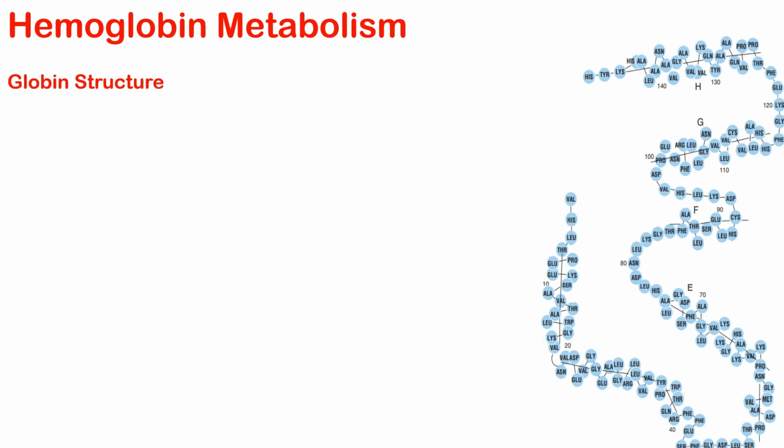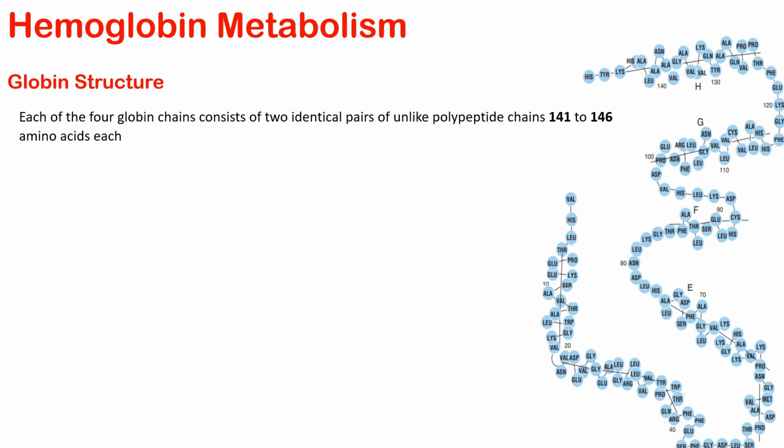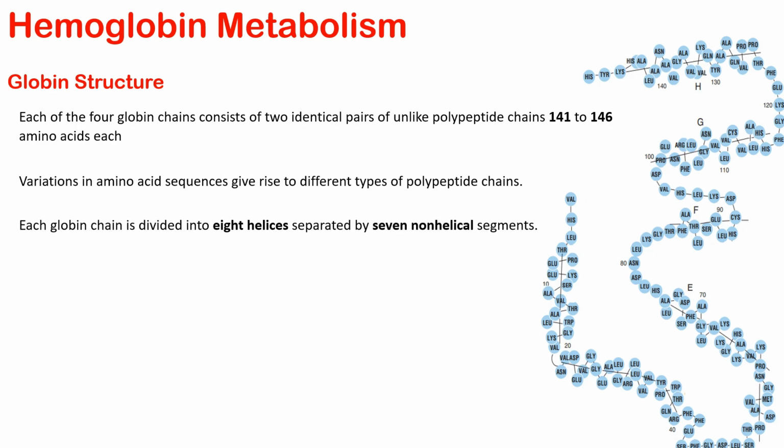Globin structure. Each of the four globin chains consists of two identical pairs of unlike polypeptide chains, 141 to 146 amino acids each. Variations in amino acid sequences give rise to different types of polypeptide chains. Each globin chain is divided into 8 helices separated by 7 non-helical segments.